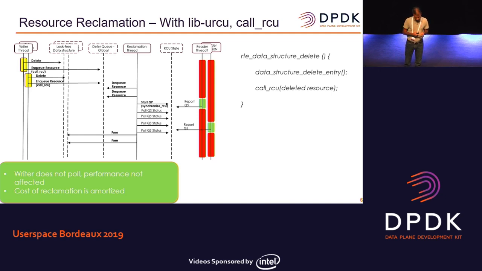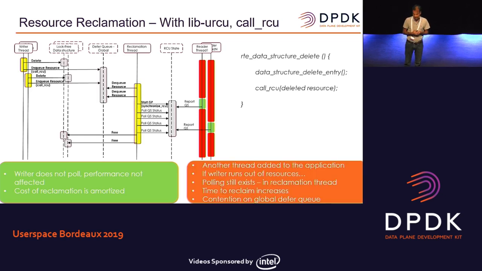And the other interesting thing is, because the reclamation thread comes up, and once it comes up, it reclaims all the resources that were there on the defer queue. So what that means is the cost of reclaiming all those resources is amortized with just one call.